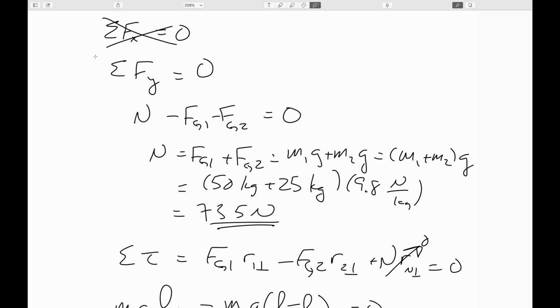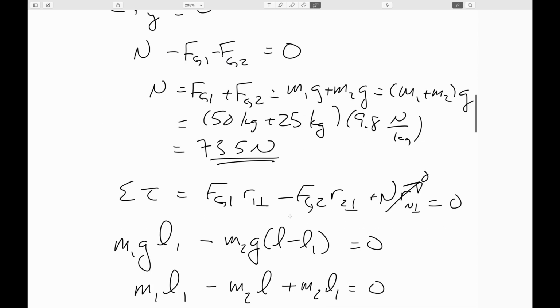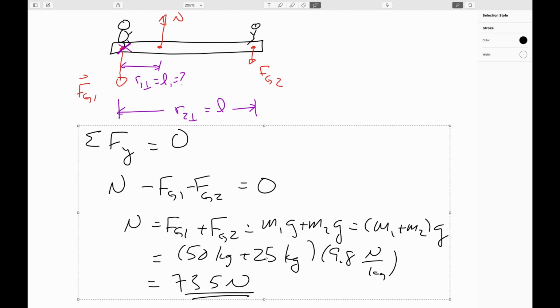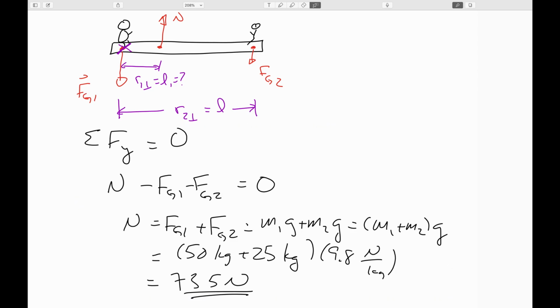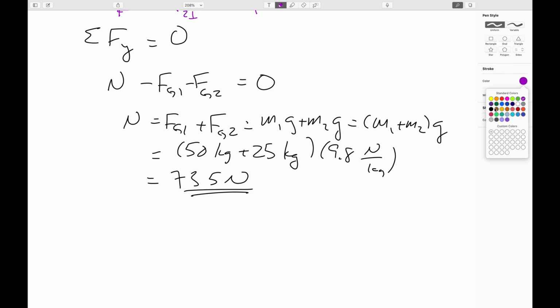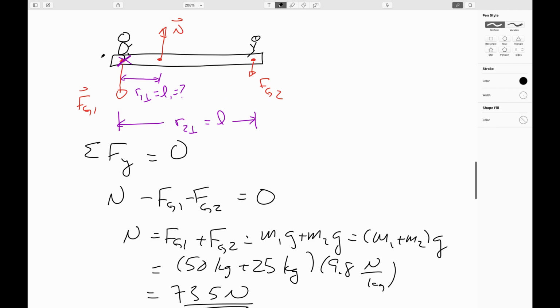So this bit right here of calculating the normal force is still the same, so I'm not going to repeat it here. I'll just paste it in. But now let's go ahead and look at the sum of the torques. The sum of the torques is equal to 0, but now we're doing it about this leftward axis.